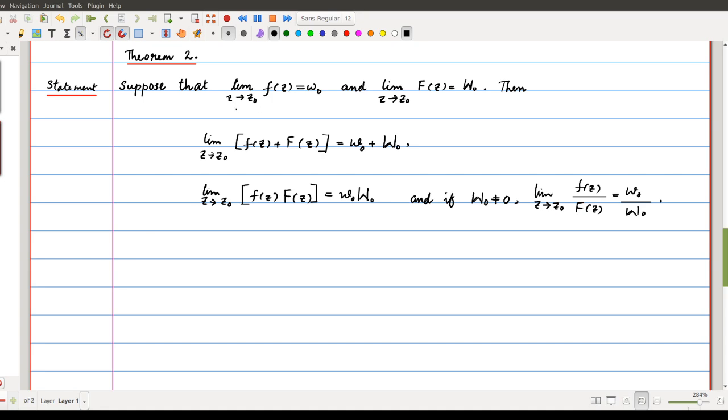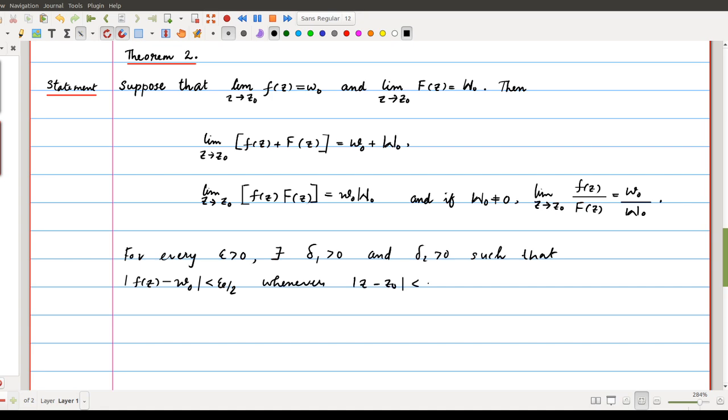So if we assume these two limits, we have the definition: for every epsilon greater than 0, there exist delta 1 greater than 0 and delta 2 greater than 0 such that modulus of small f(z) minus omega naught is less than epsilon by 2 whenever mod z minus z naught is less than delta 1, and modulus of capital F(z) minus w naught is less than epsilon by 2 whenever modulus z minus z naught is less than delta 2. So this is the definition of the first two limits.